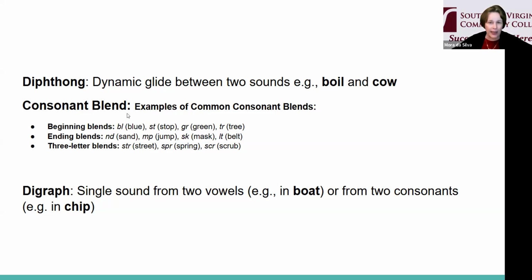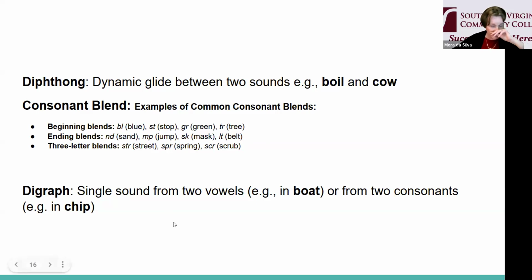All right, a consonant blend is when you have two distinct sounds that come together, okay, like bl as in blue. You can hear the B, you can hear the L, or st and stop. All right, there's ending blends also, like sand. You hear the N and the D, jump. Okay, three-letter blends, those are more advanced. They're also known as complex consonant clusters, STR, street. That can be hard to discriminate those three sounds. So that's a more advanced skill. All right, so those are blends.